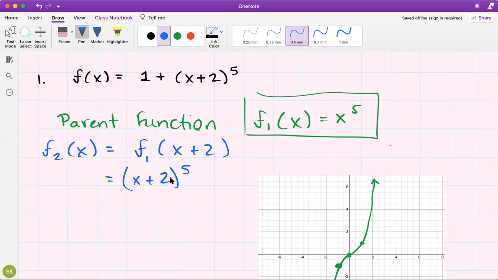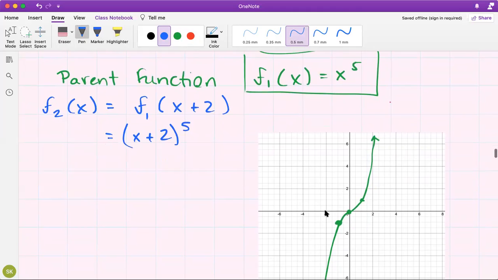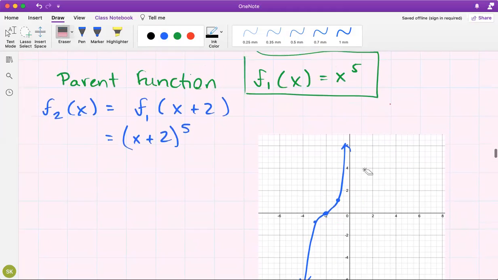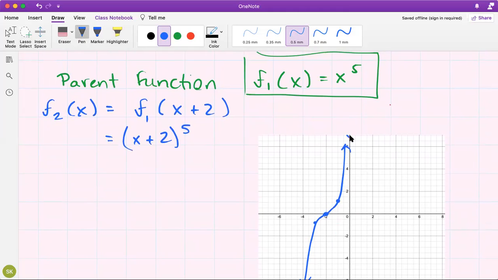So when we plug in a plus 2, that means we shift to the left 2 units. So 1, 2. This 0, 0 now goes to negative 2, 0. So the graph is going to look something like that. Erase this graph now. So now we have the graph of f2.